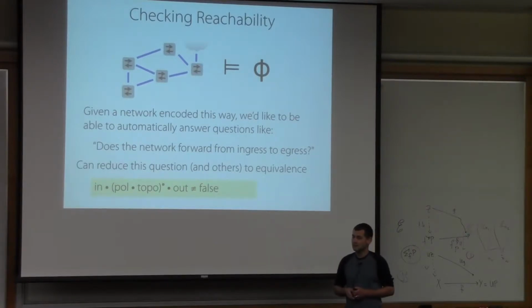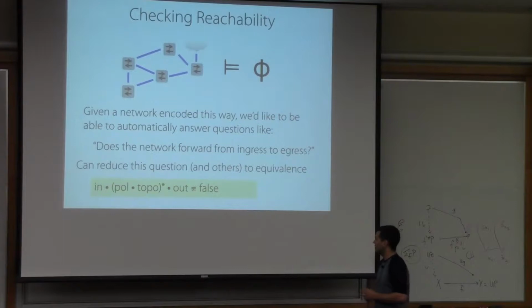Why are you posing the question in terms of being not equivalent to false? So if it is not equivalent to false, then out is reachable from in. So I'm trying to ask, is this thing reachable? And so I have to ask, is it not false? Oh, wait, no, I see that. I mean, it's either equivalent to false or not. So we'll check if it's equivalent to false, and we'll get a yes or no answer. Sure.